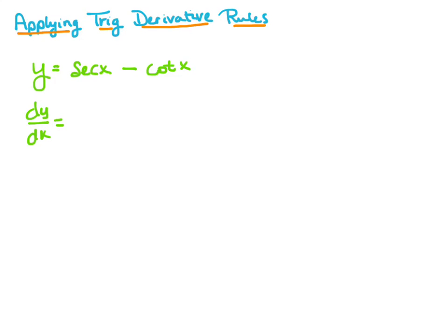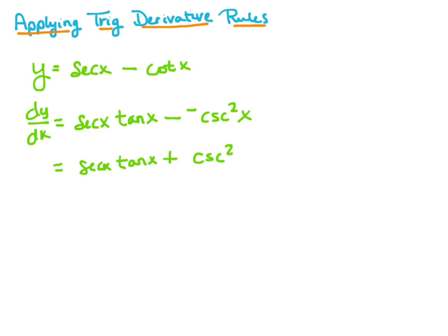the first part is secant x, and the derivative of secant x is secant x tangent x, minus the derivative of cotangent x, which is negative cosecant squared x. And really the only thing we can do to simplify this is change that minus a negative to a plus. And so our answer is secant x tangent x plus cosecant squared x.